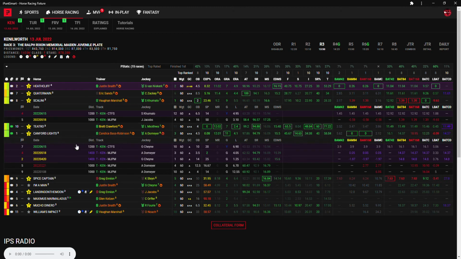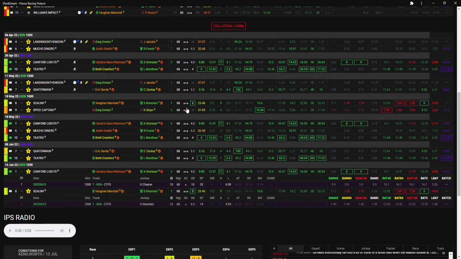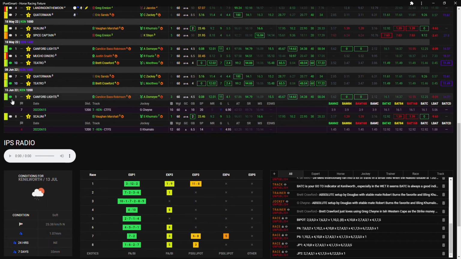So Canford Lights here for me is probably a better example, because if I look at the actual rating, and we can look at the collateral form at the bottom here to see who's run against each other before, and you see this Canford Lights and Scalini ran against each other on the 15th of June, and Canford Lights was 7th and Scalini was 4th over the 1,200 meters.